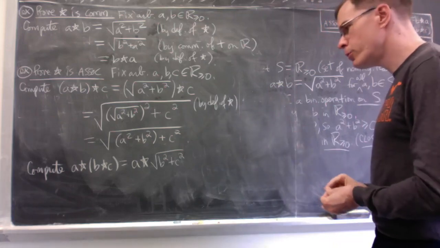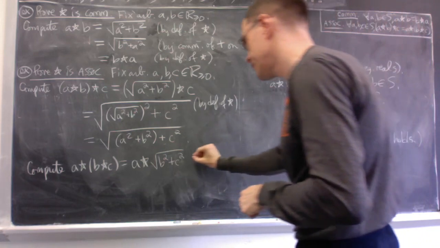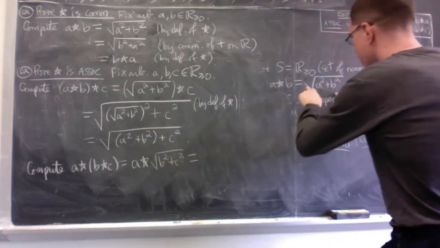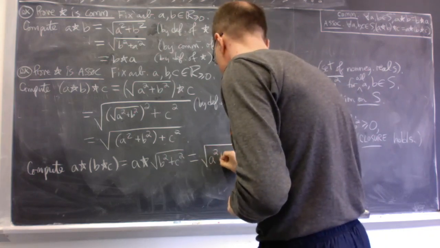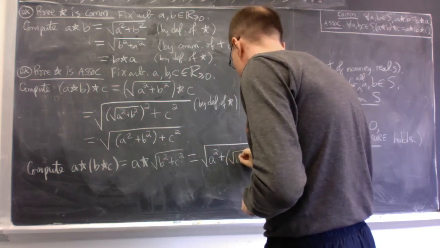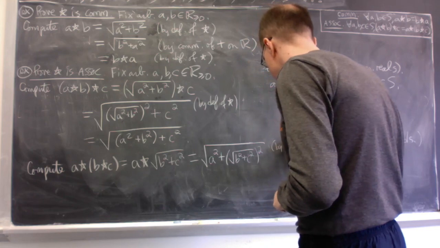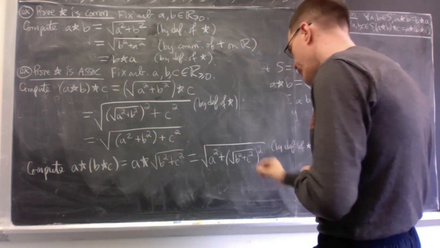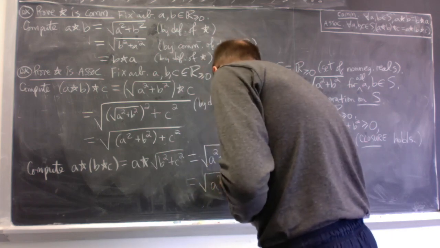And when I do the new star, A star that guy, following this, but now replacing B by this expression here, I'm going to get the square root of A squared plus the square of this expression. All right, and of course that's going to be B squared plus C squared inside everything else.